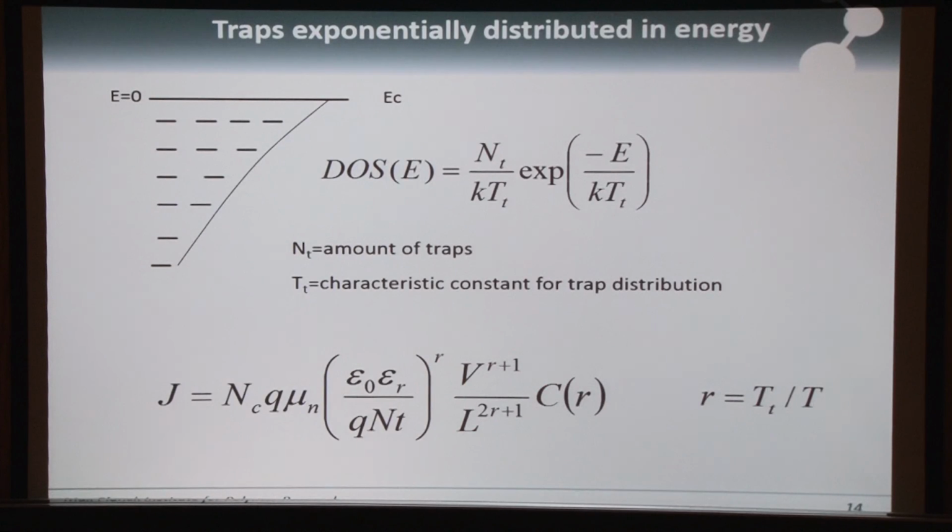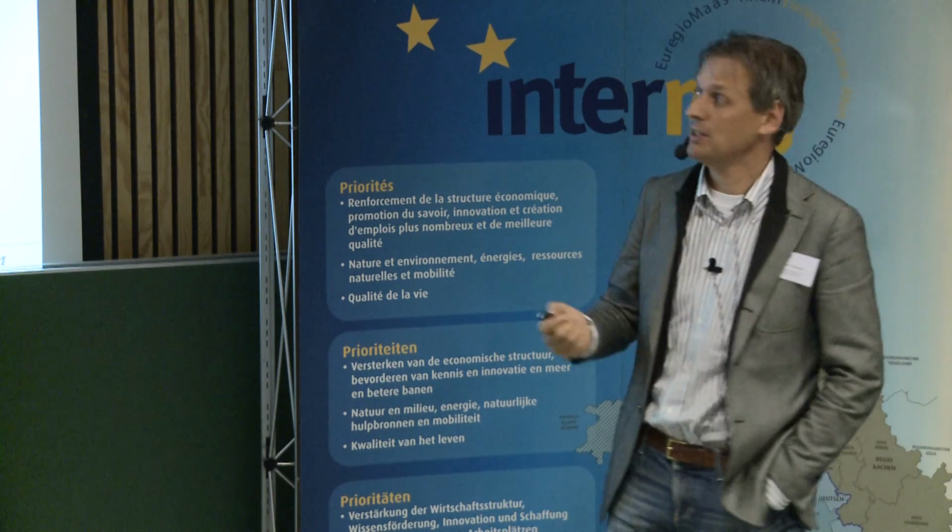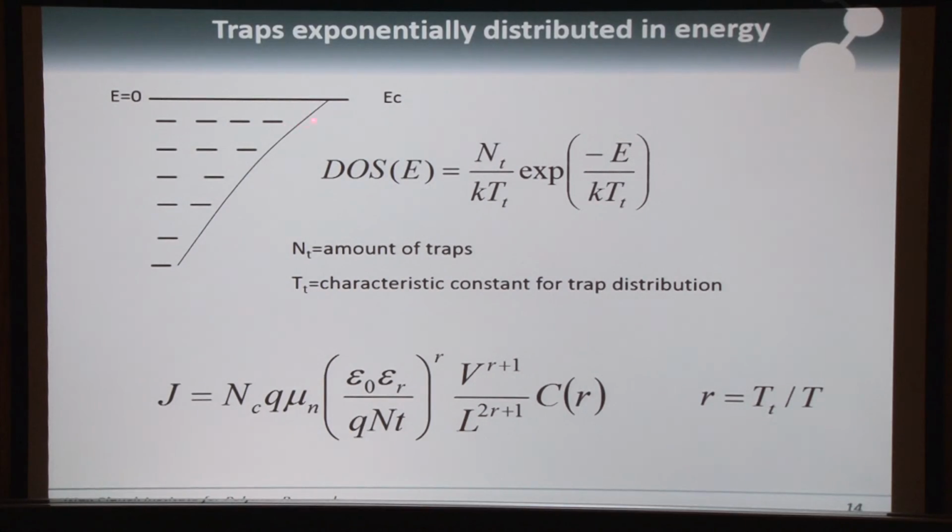However, what can happen is that you do not have one level, but that there is a certain distribution of trap levels. And one that is used a lot in the literature is, for example, when the traps are exponentially distributed in energy. That means that close to, for example, the LUMO level or the conduction band, you have a lot of traps. Now when you go deeper in the band gap, the amount of traps decreases exponentially. And the way the trap density decreases is given by a parameter which is called the trap temperature. But if you multiply that by the Boltzmann constant, it's basically a trap energy.